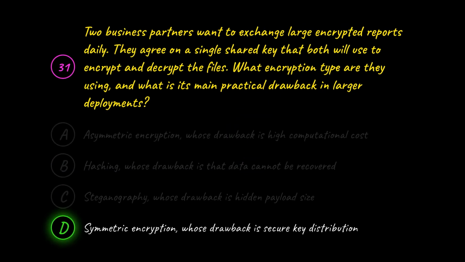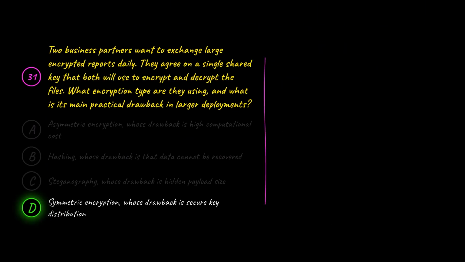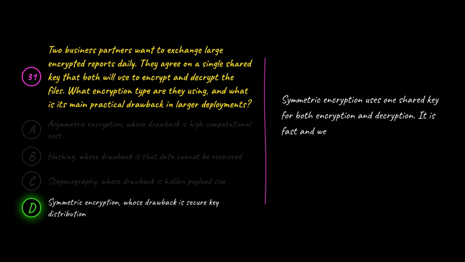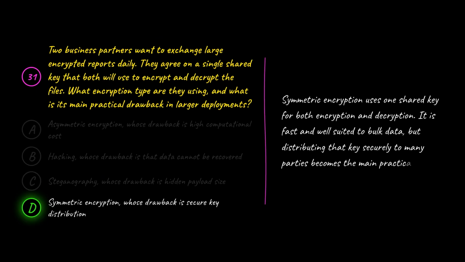The correct answer is D. Symmetric encryption, whose drawback is secure key distribution. D is correct because symmetric encryption uses one shared key for both encryption and decryption. It is fast and well suited to bulk data, but distributing that key securely to many parties becomes the main practical challenge as the number of participants grows.